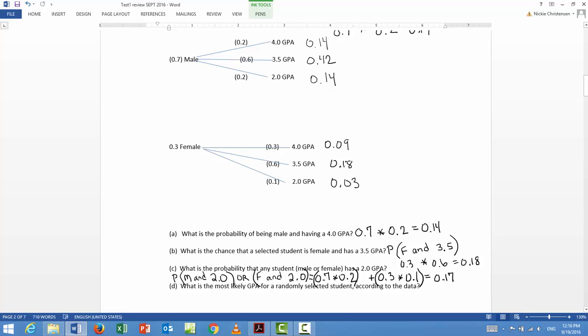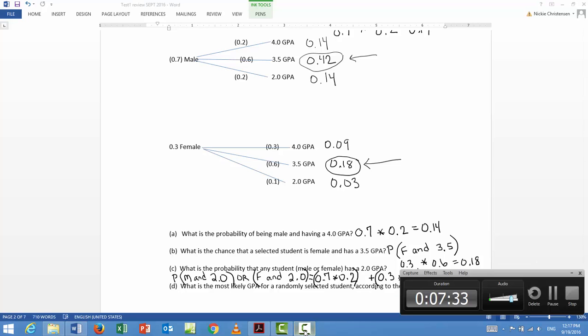So now we can look at which GPA has the highest probability. Overall, 3.5 for a man has the highest probability. And even if we look at highest probability for man and highest probability for woman, the highest probability for a woman is also a 3.5. So the most likely GPA for any randomly selected student, whether it's a woman or a man, is a 3.5. So that's question 6, and I'll do the next question in another video.